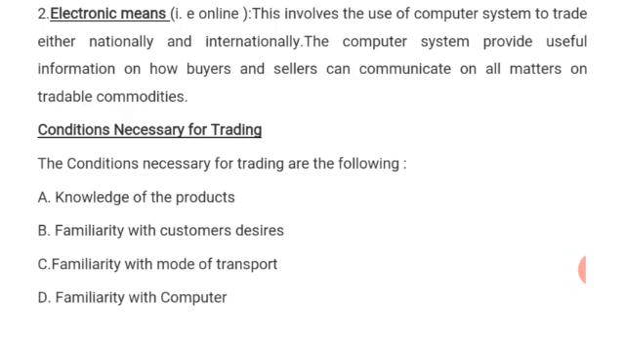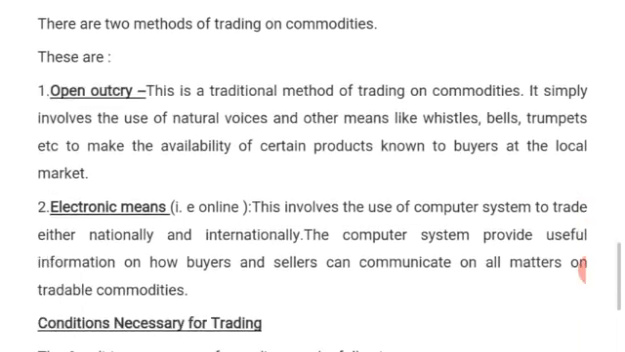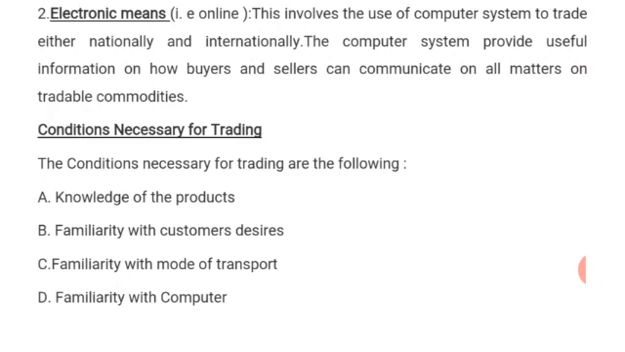Then familiarity with the computer. When we look at the methods of trading, we have said that the second method, electronic means, has to do with the computer. So buyers and sellers need to know how to operate a computer so that their transactions can easily be performed on it.